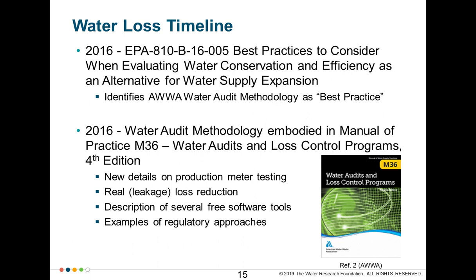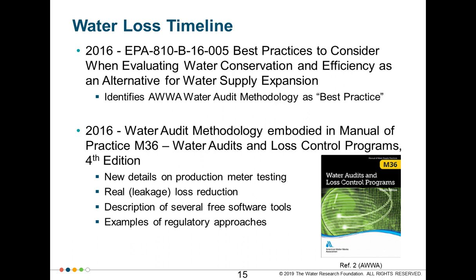In 2016, the EPA gets involved, and they produced a document dealing with water conservation and alternatives to water supply expansions. This is a really good document that tied together water loss and how it relates to conservation and water supply. And the takeaway from this is they basically identified the water audit methodology as a best practice.